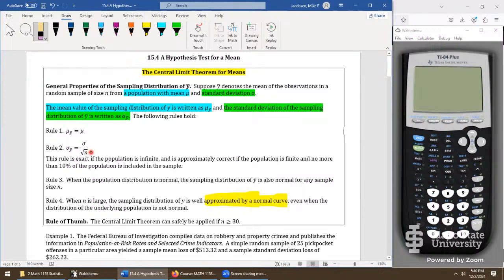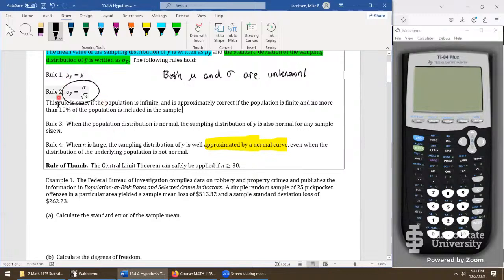If we're going to use this theorem, we have a big problem right here. The trouble is both mu, this is the mean of the population, and sigma, this is the standard deviation of the entire population, are unknown. We can estimate them, but what we would like to do rather is the following. Calculate a standard error for this quantity right here. So here's our quick example dealing with that kind of issue.